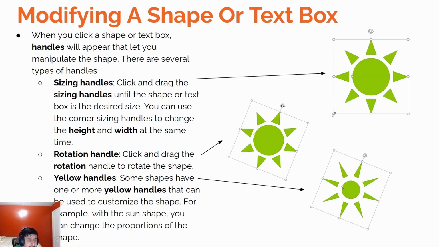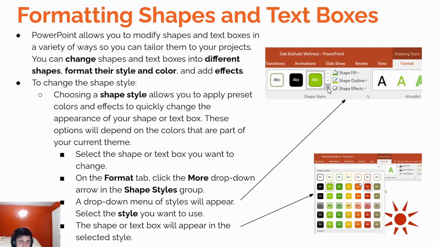Yeah, it is interesting. I can't think of many situations where you may want to change the proportions, right? But should you ever need to or want to, you can by clicking on the yellow handles. Like in this image, what we see is we made the sun effectively skinnier. Well, if you have a reason why you need to make a sun skinnier, then in that case, it is very helpful. Then we have formatting shapes and text boxes.